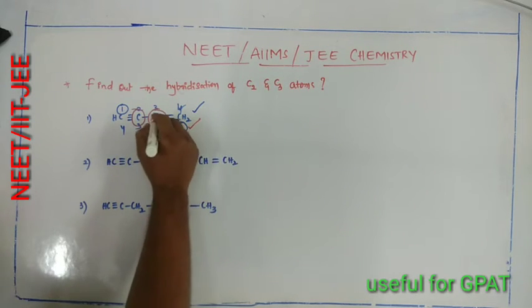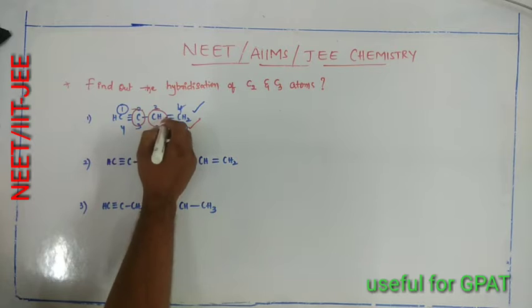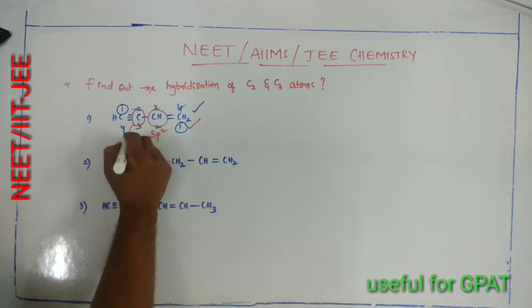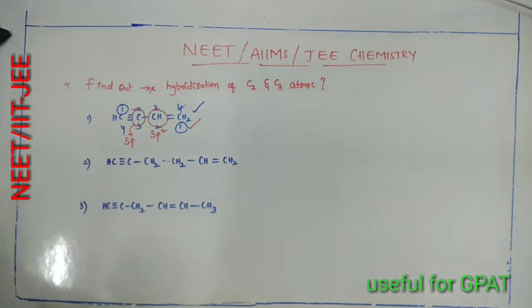So the hybridization states are: the carbon having the double bond is sp2 hybridized, and the carbon having the triple bond is sp hybridized.